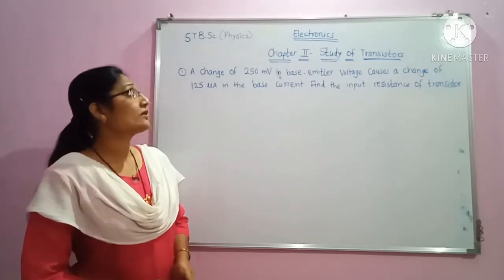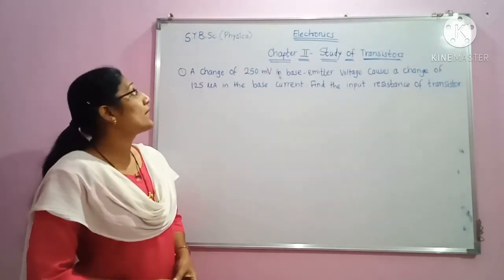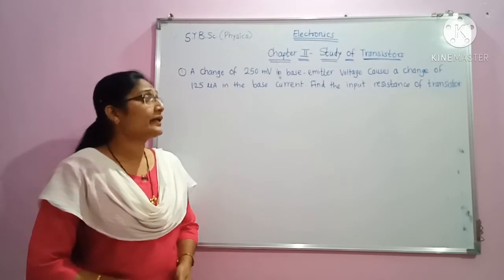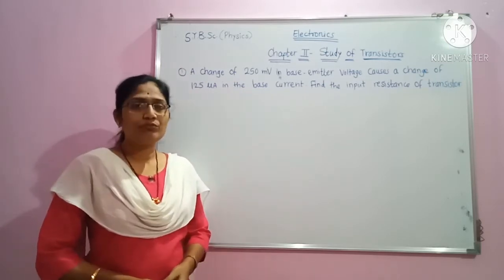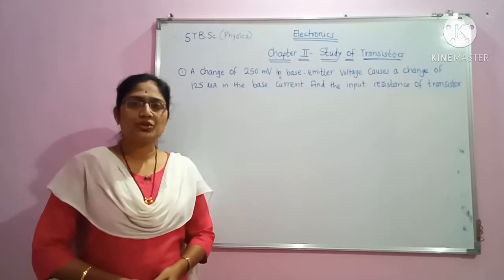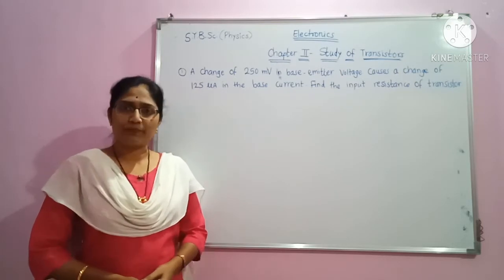We have started our syllabus related to the electronics subject for class SY BSc physics, and in that we have studied chapter number 2, study of transistors. In today's lecture we are going to solve a few examples based on this chapter.